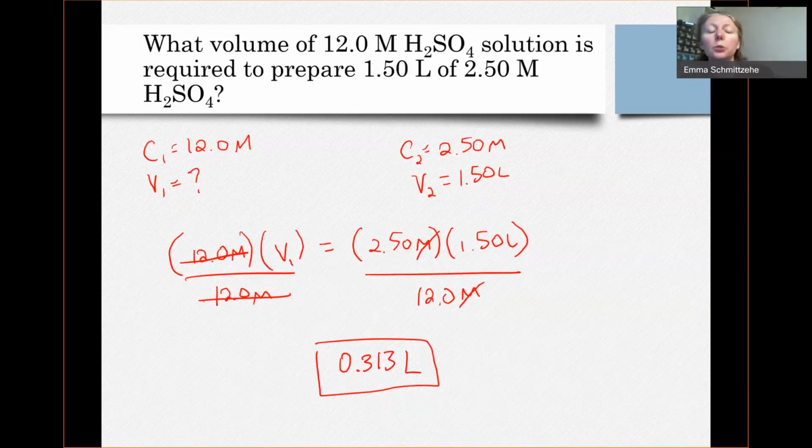Okay, so that's how much I need of my initial solution. So if I were to go in the lab to prepare this, I would measure out 0.313 liters of the 12 molar solution. I would put it into a flask that has a 1.5 liter volume mark, okay? And then I'd add water to that 1.5 liter. And that would prepare my diluted solution.